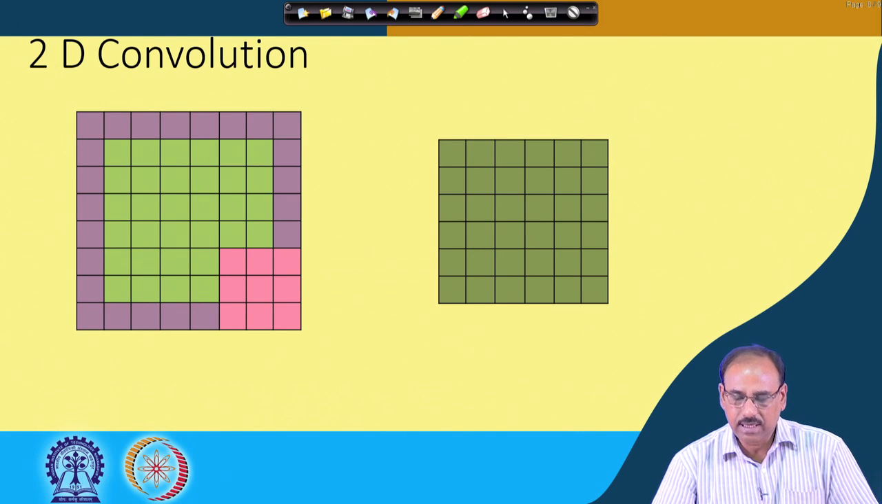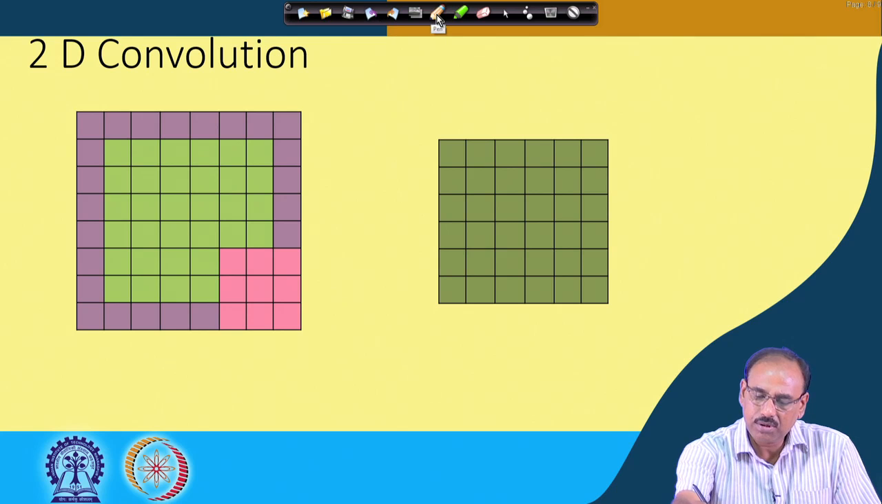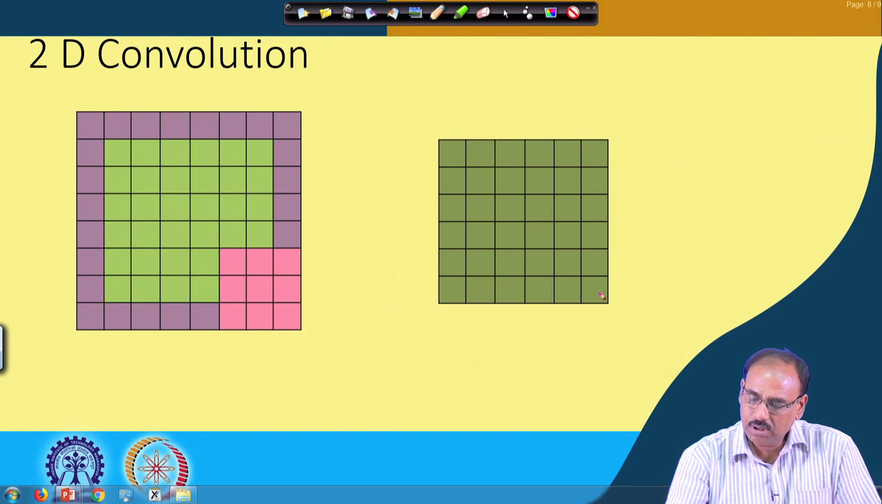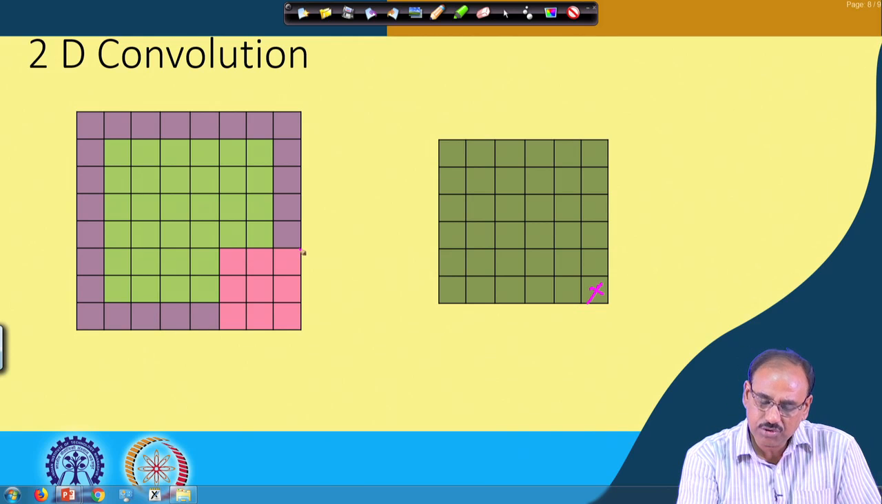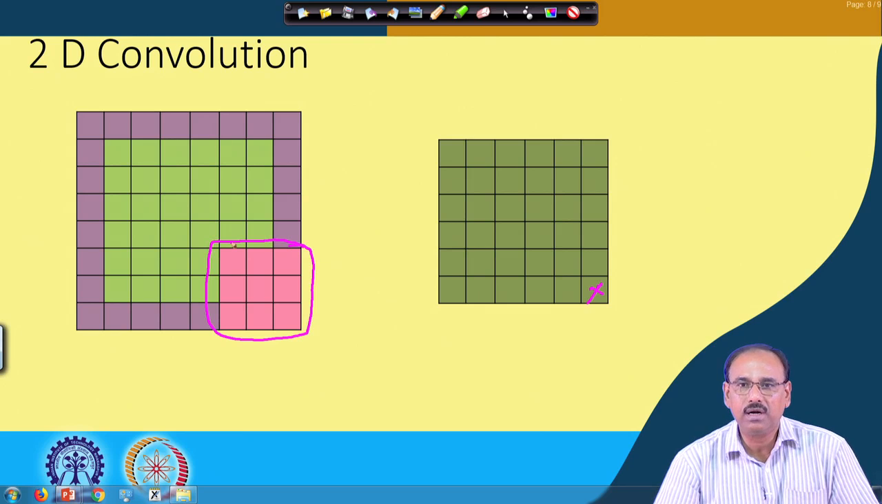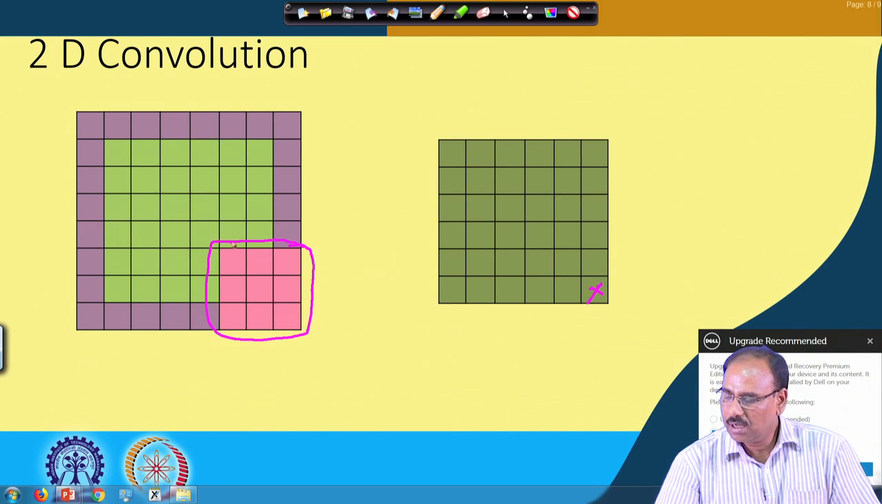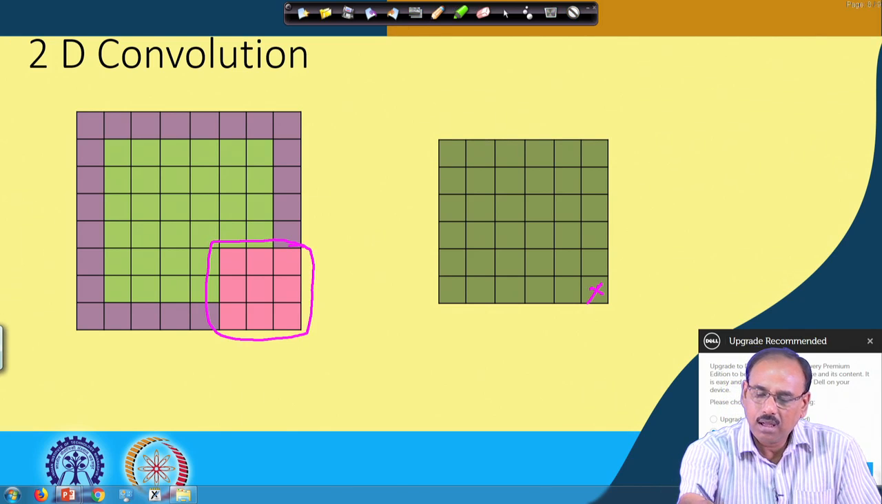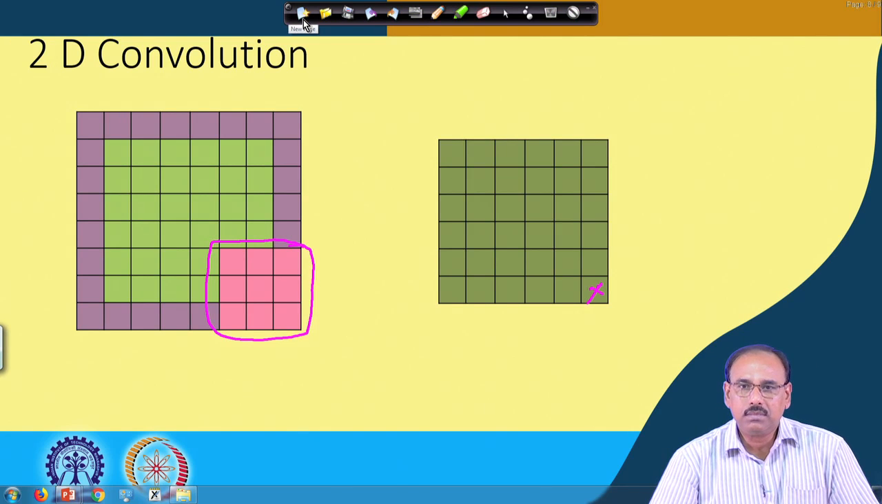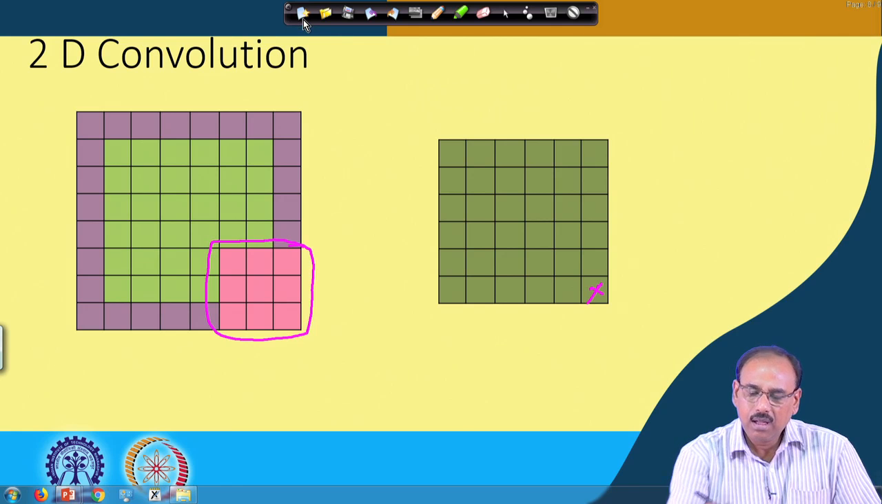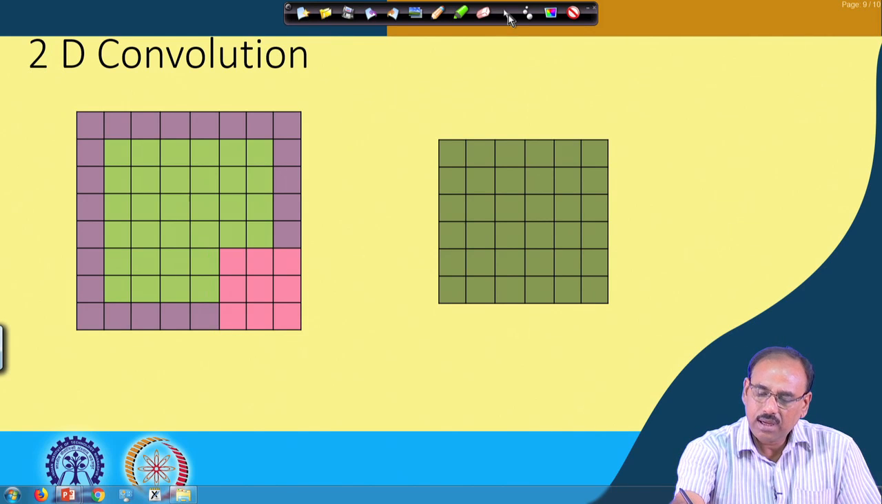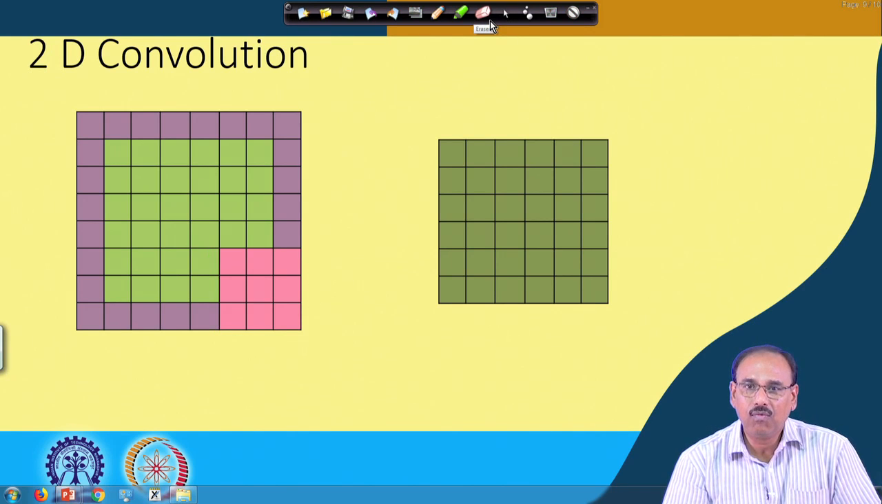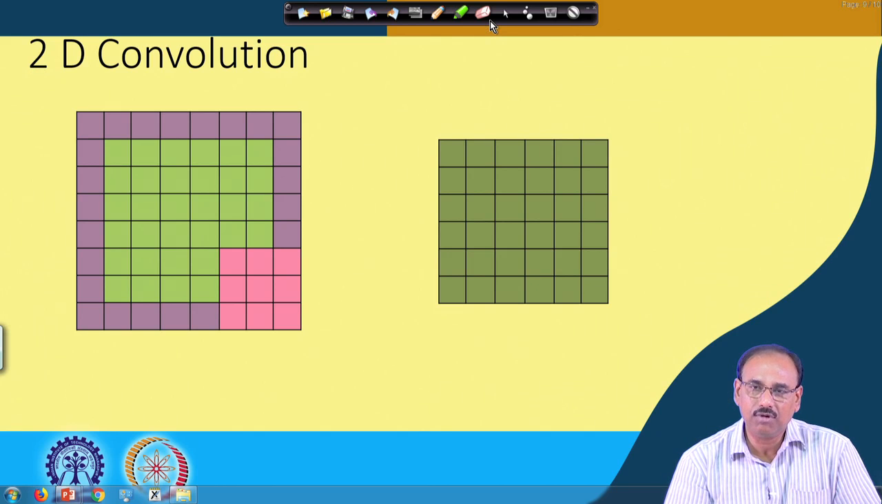In each of these cases, when I compute the convolved value at any of these locations, I am actually considering the pixels or the inputs over a smaller region in the input image. And this is what we said is your receptive field. So, once this convolution is complete, now let us see what is the architecture of a convolutional neural network.